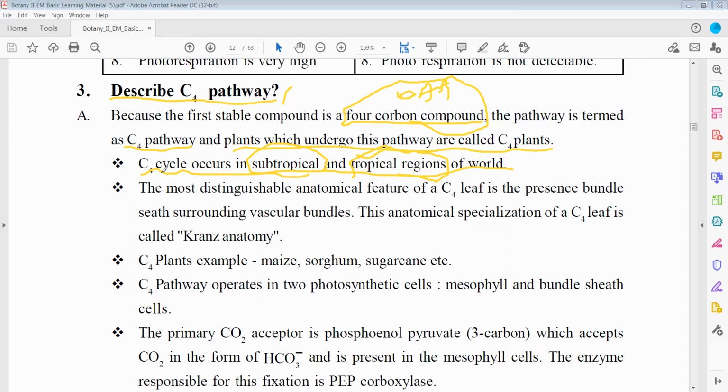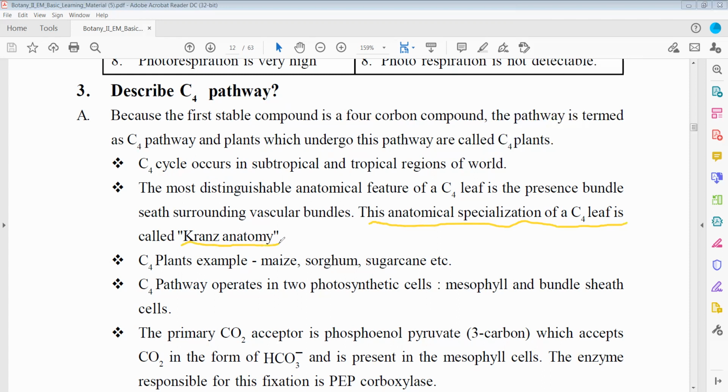The C4 cycle occurs in the plants which grow in tropical and subtropical regions. The most distinguishable anatomical feature of a C4 leaf is the presence of a sheath surrounding the vascular bundle. This anatomical specialization of a C4 leaf is Kranz anatomy.